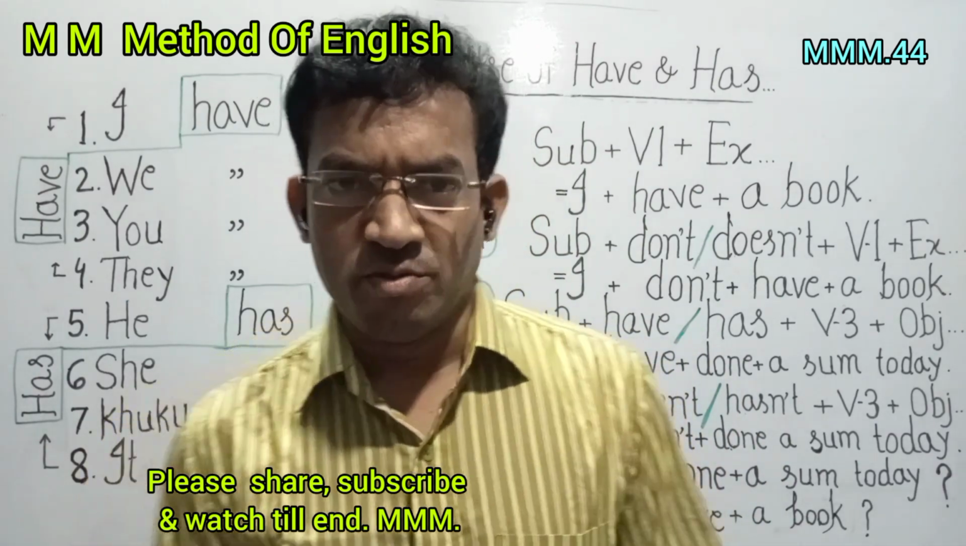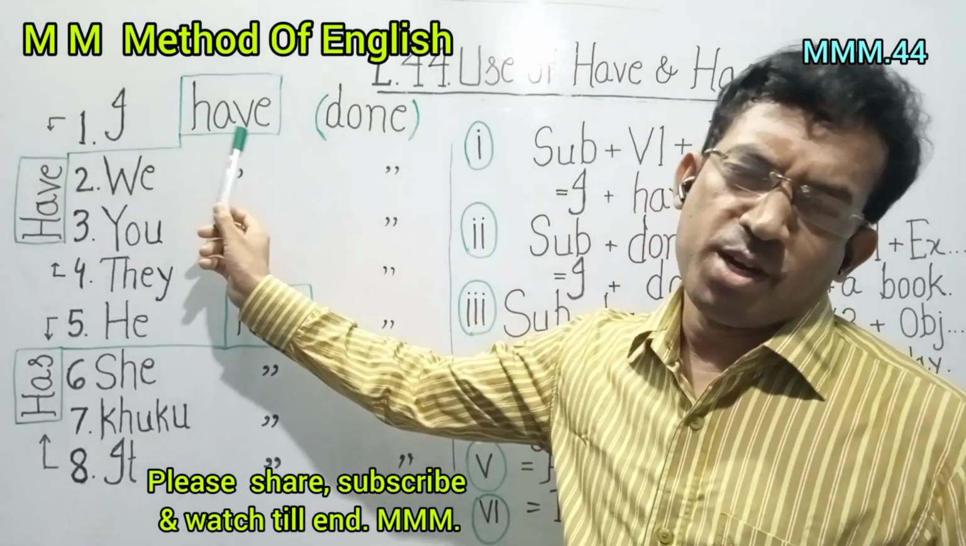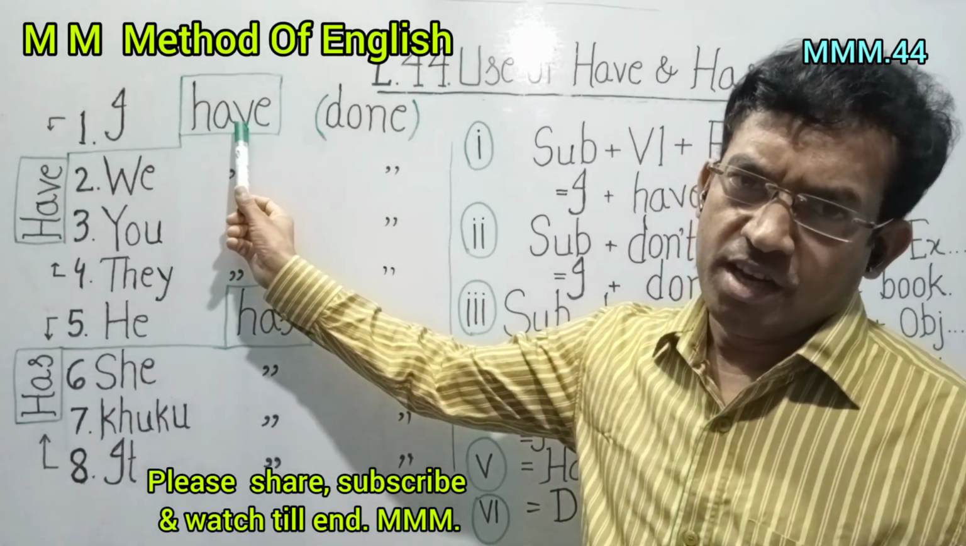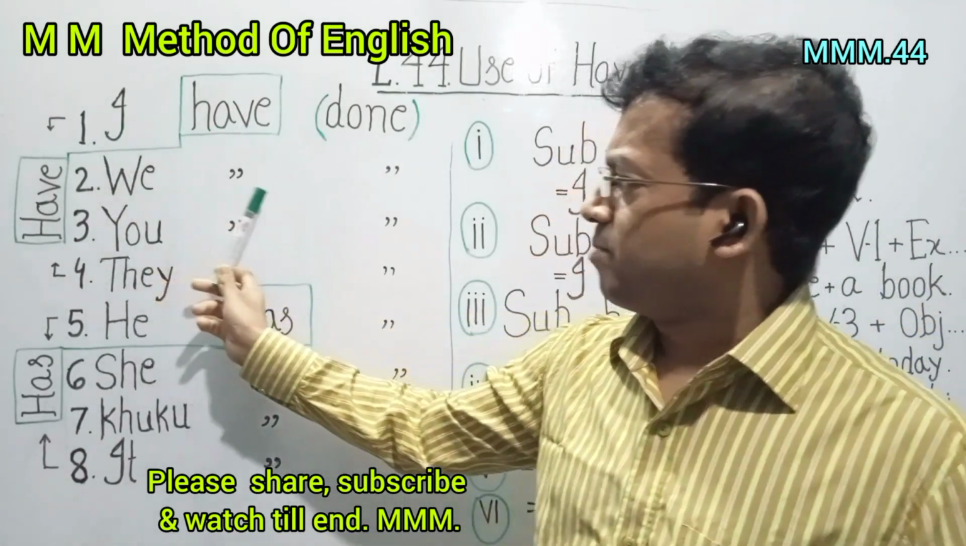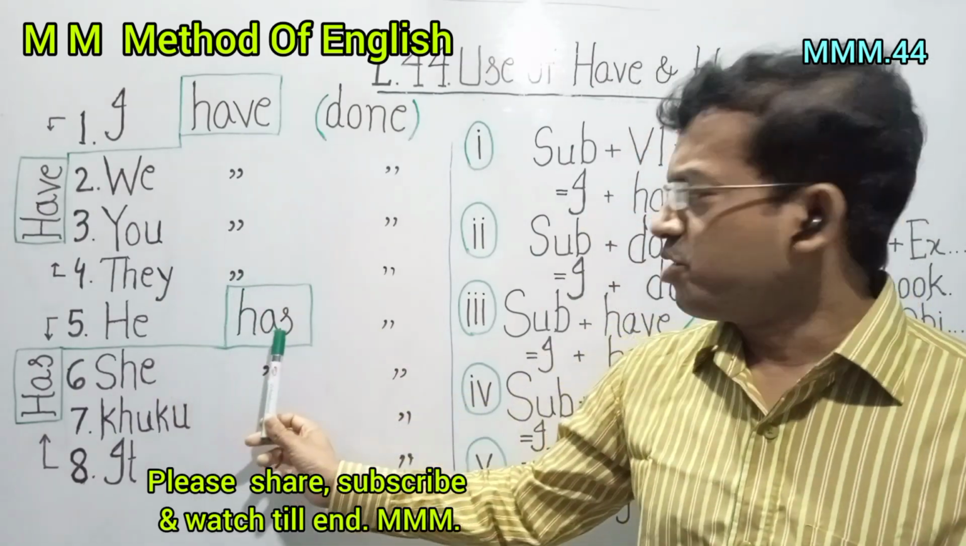Okay, let's do so. First form, I have. That means আমার আছে. In this sentence, have is principal verb V1. Have means আছে. All from I have আমার আছে, we have আমাদের আছে, you have তোমার আছে, they have তাদের আছে. He has, not have.